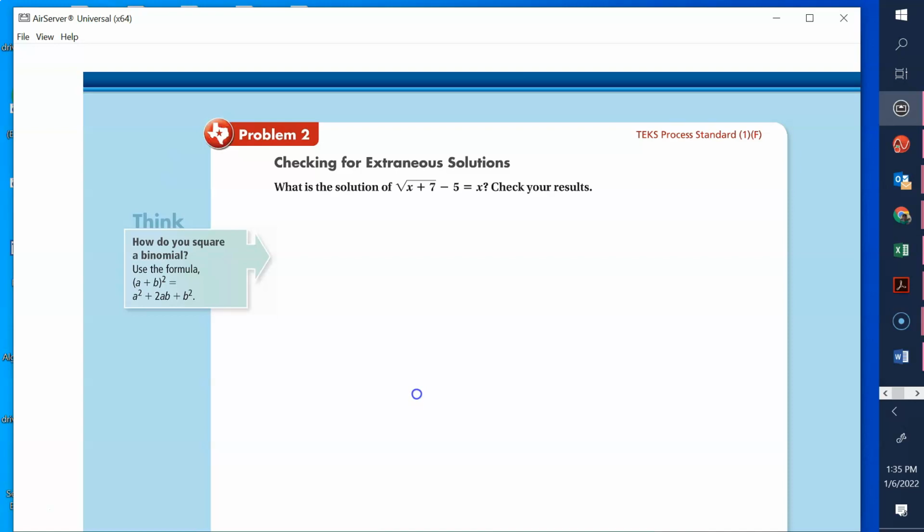You ready to start to solve this? So we have the square root of x plus 7 minus 5 equals x. And we want to isolate the radical. So can anybody tell me what you think the first step would be? Can anybody tell me what's on the left side? Square root of x plus 7. Can anybody tell me what's on the right side?